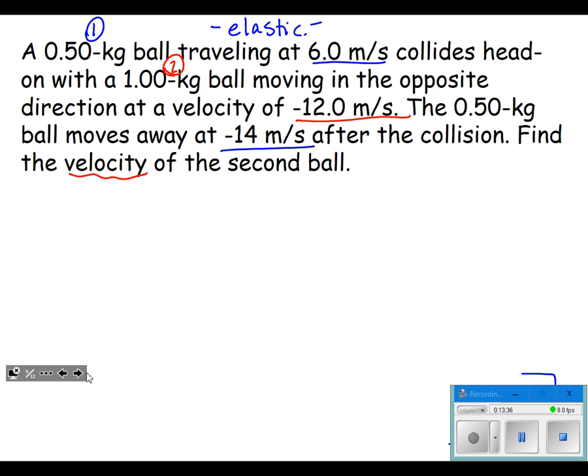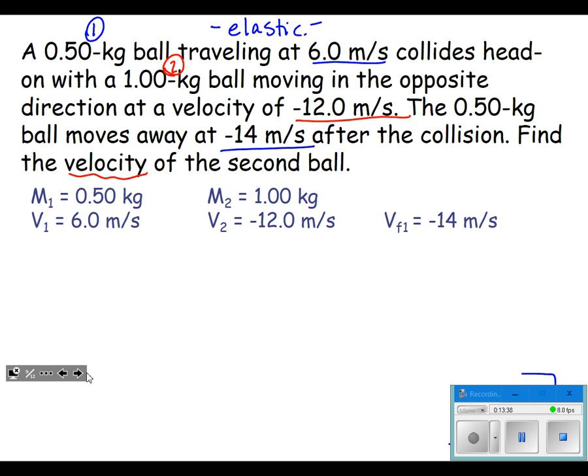Okay. And when we identify our variables, they would look something like this. We would say that M1 is 0.5 kilograms and V1 is 6 meters per second. Then M2 would be 1 kilogram and V2 would be negative 12 meters per second.